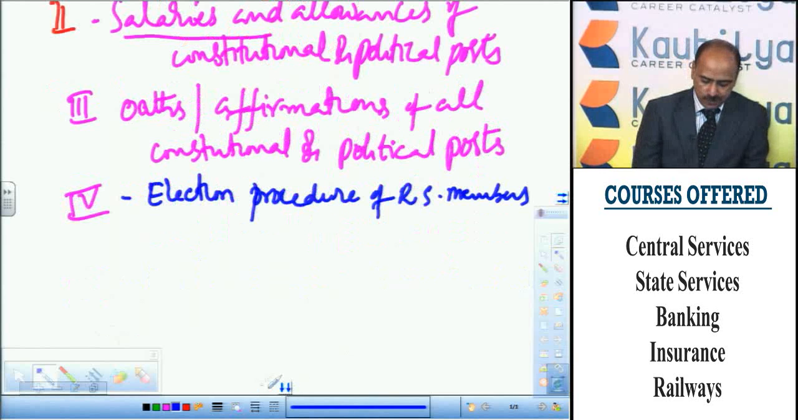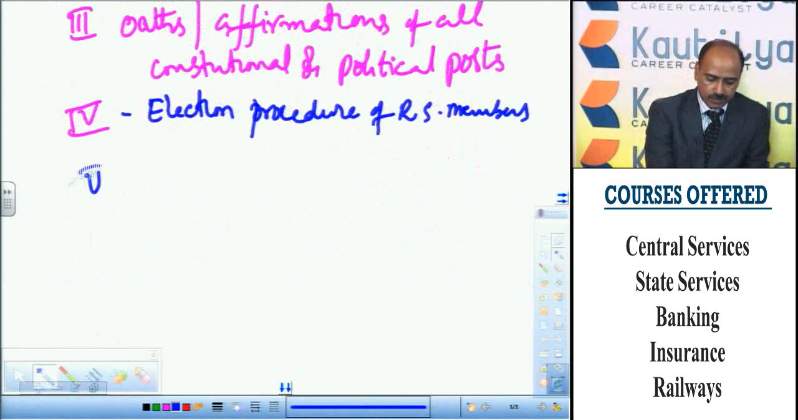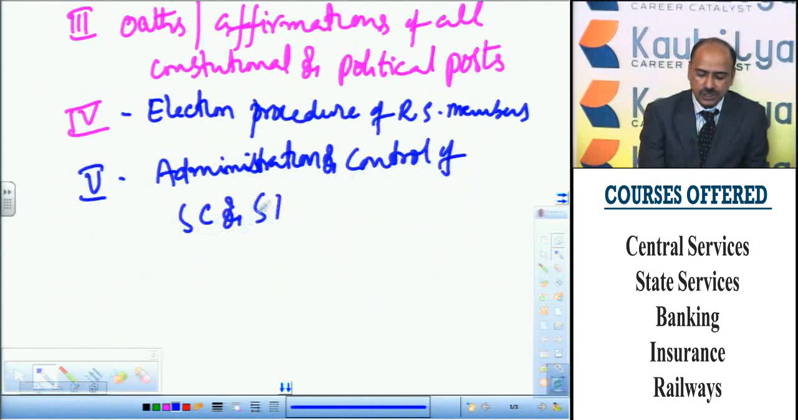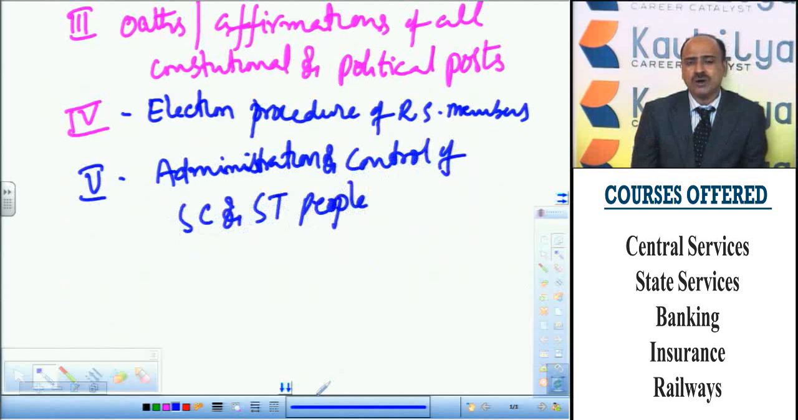Next, the fifth schedule: administration and control of SC, ST people. Some articles were mentioned for SCs and STs. If we want to know these articles, we go to schedule 5, administration and control. The President has the power to administer SC, ST people, all these things. Those things you want to identify.